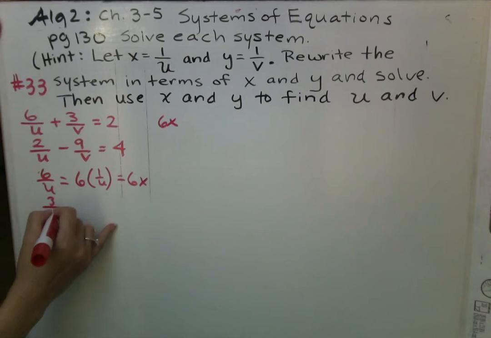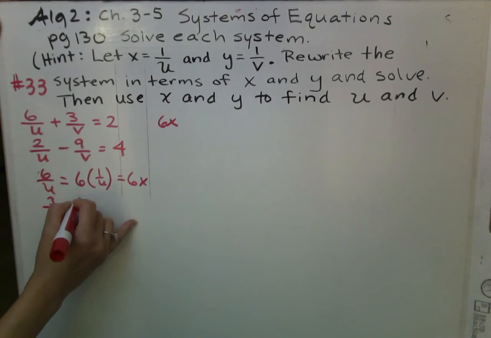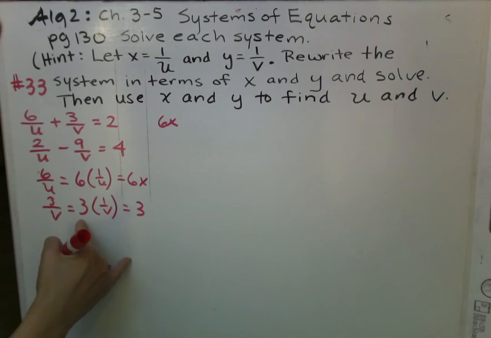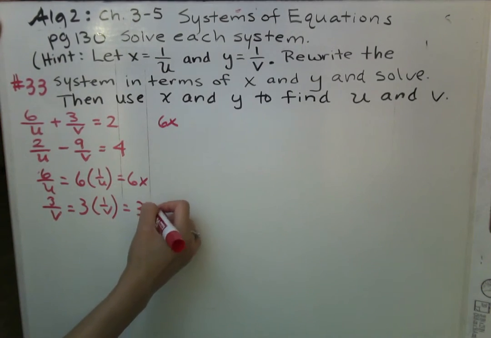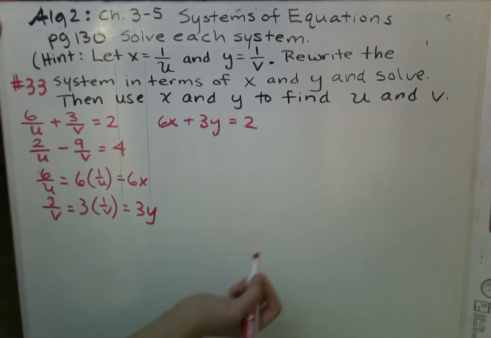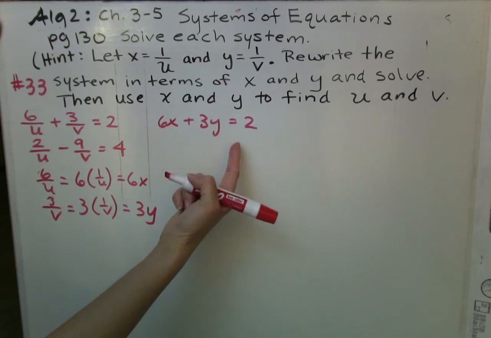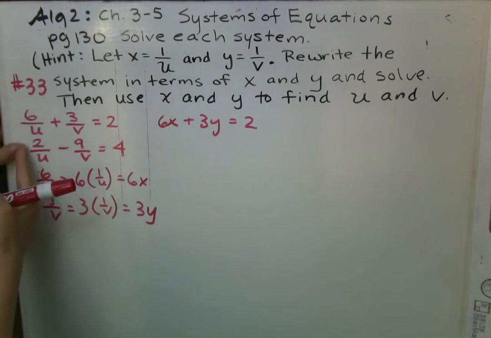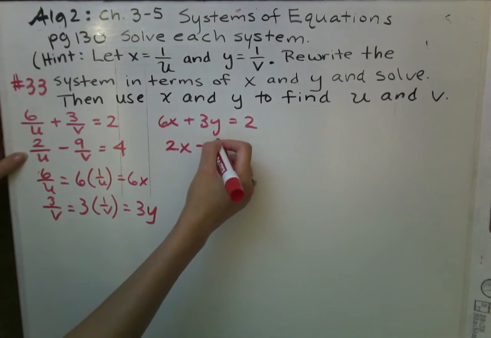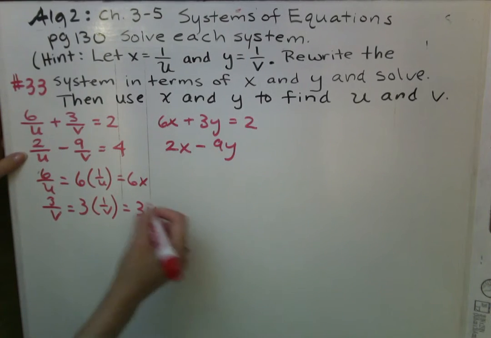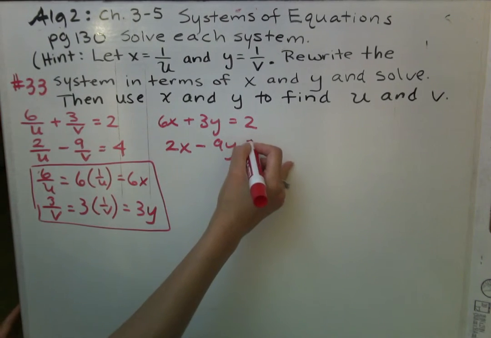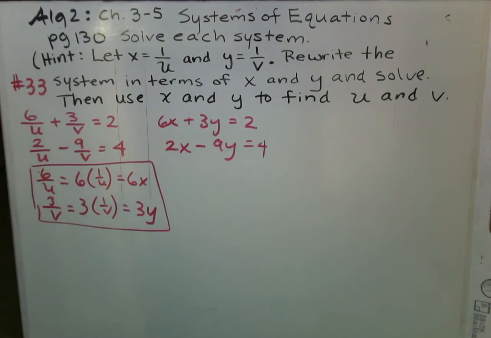For 3 over v, we're doing the same thing. We know that 3 over v equals 3 times 1 over v, and 1 over v is y. So we're just substituting it. We're converting it so that it's going to be a lot easier, and this is the form we're more familiar with. I'm going to do the same for 2 over u, which is going to be 2x minus 9y. So you can review how I did the conversion. Equals 4. Now this is something we're more familiar with.